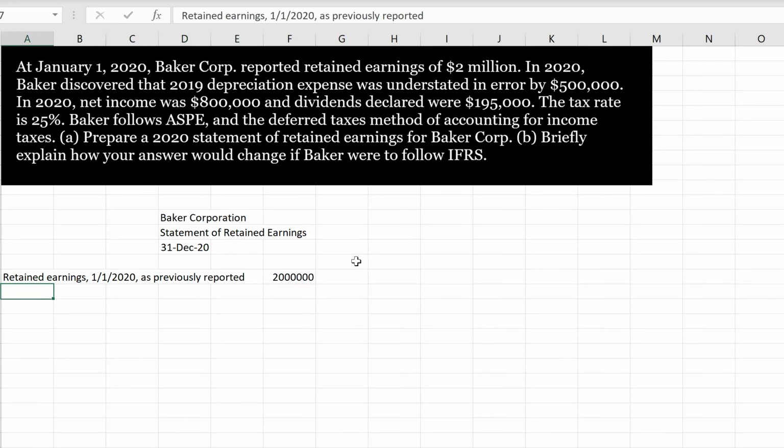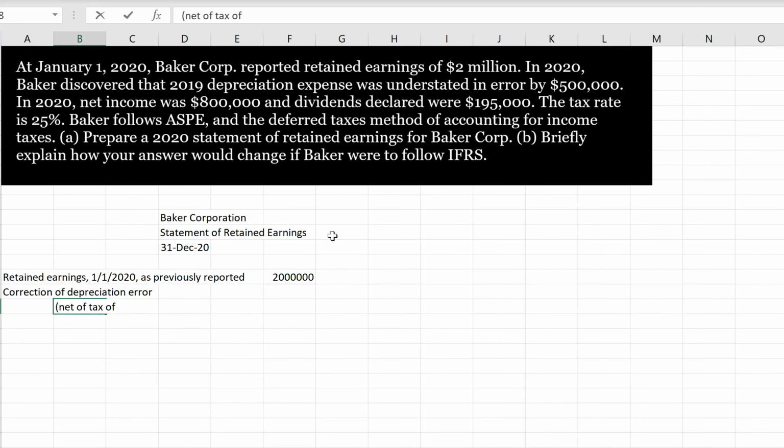Okay, and then now we are going to have the correction of depreciation error, net of tax. And we're actually going to show what the tax is. So we're going to say net of tax of blank, blank, blank.